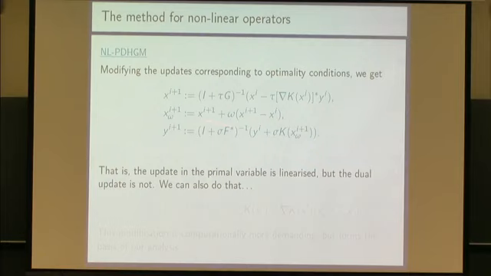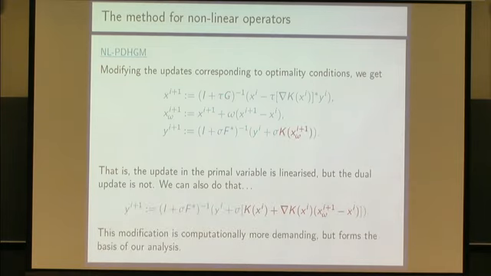And here we didn't do any linearization. We can also do that, just using Taylor approximations. And it turns out that this modification is easier to analyze, but computationally slower.